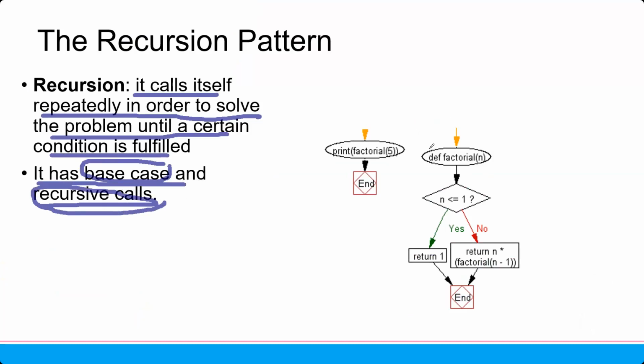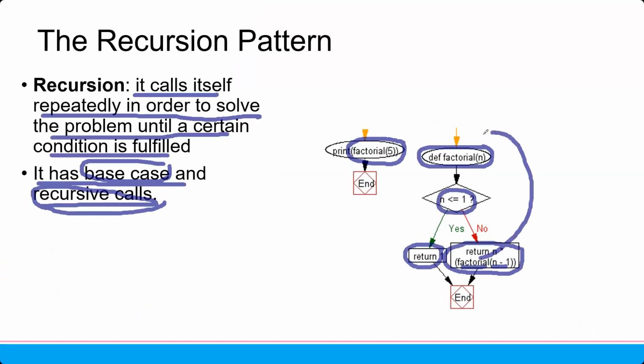Just looking at this one, I have factorial 5. We want to call factorial 5. This is the function factorial n. The function factorial contains this condition: if n is less than 1, then return 1. If not, return n multiplied by factorial n minus 1. So the method factorial is called again. We call this recursion. We will look in more detail at this later.